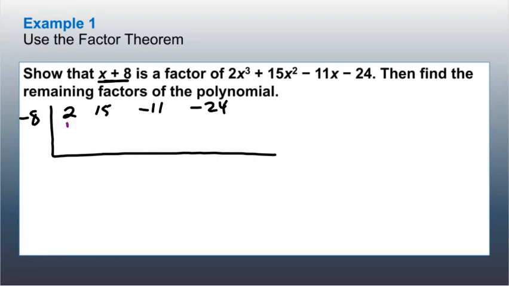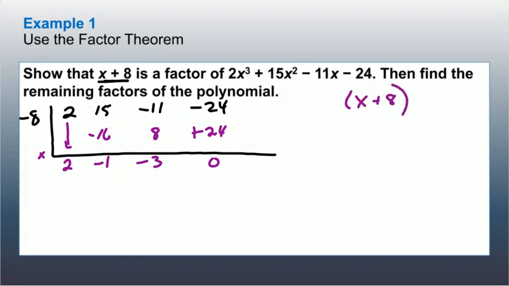I bring the first term down, I get 2, multiply, and I get negative 16. Add straight down, I get negative 1. Negative 8 times negative 1 is 8. Add straight down, I get negative 3. Negative 8 times negative 3 is a positive 24. I get a remainder of 0. So yes, x plus 8 is a factor. I'm going to put that over here. Then if I put the remaining parts, this would be 2x squared minus x minus 3.